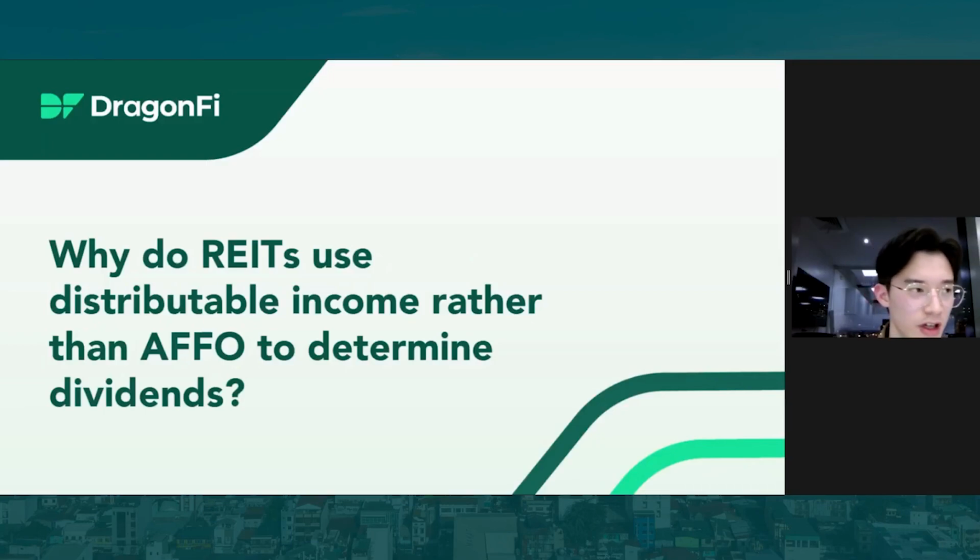For example, the distributable income of a REIT, RCR, and MREIT, they do not add back depreciation, amortization, or any CapEx expenses. It only normally accounts for fair value changes in investment properties, straight line adjustments, and lease commissions. Next question.